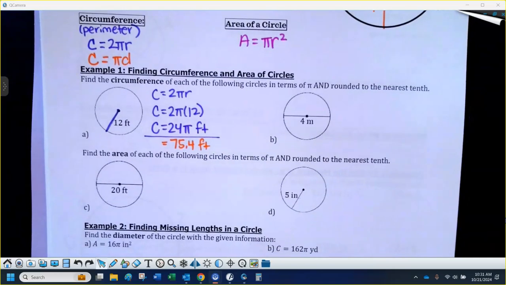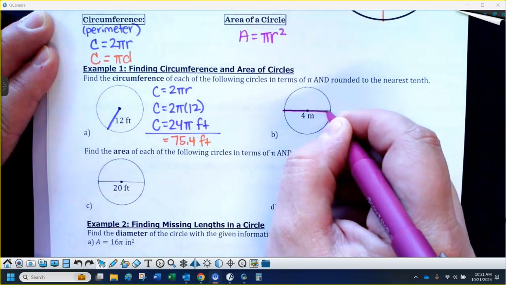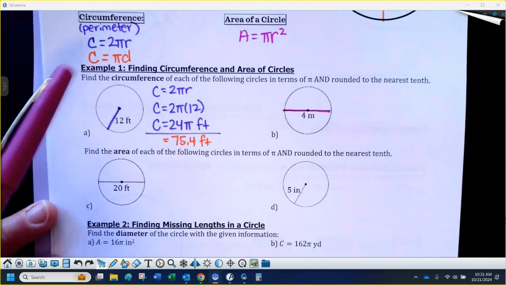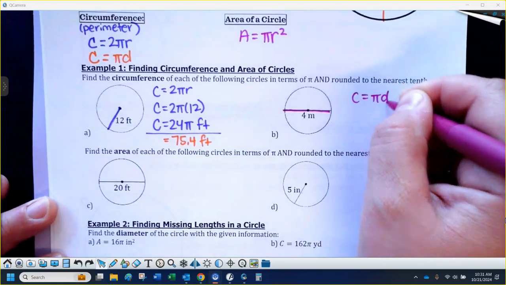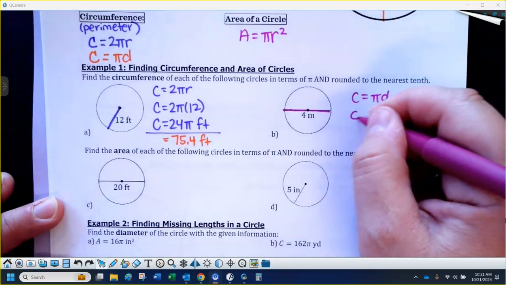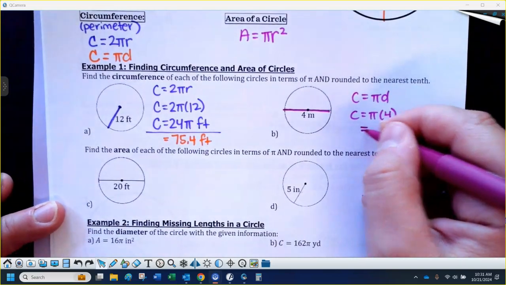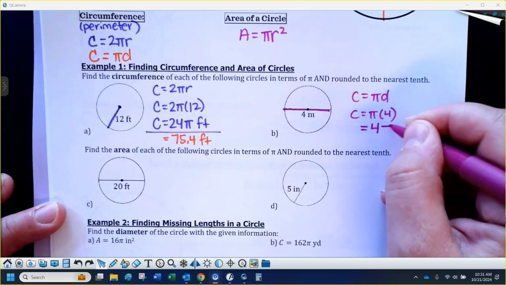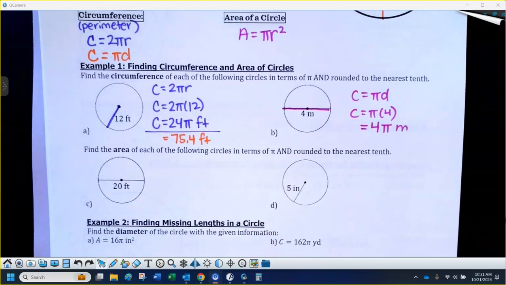All right. What am I giving you in this picture? I've got a circle drawn here, and I have 4 meters. Radius or diameter here? Diameter. Okay, so if that's the case, I would probably grab this second formula. Circumference is pi times the diameter. Now, literally, all I have to do is put in the 4. Typically, if you write an answer with a number and a pi, you put the number in front of the pi like that. So I would say 4 pi. This would be meters.